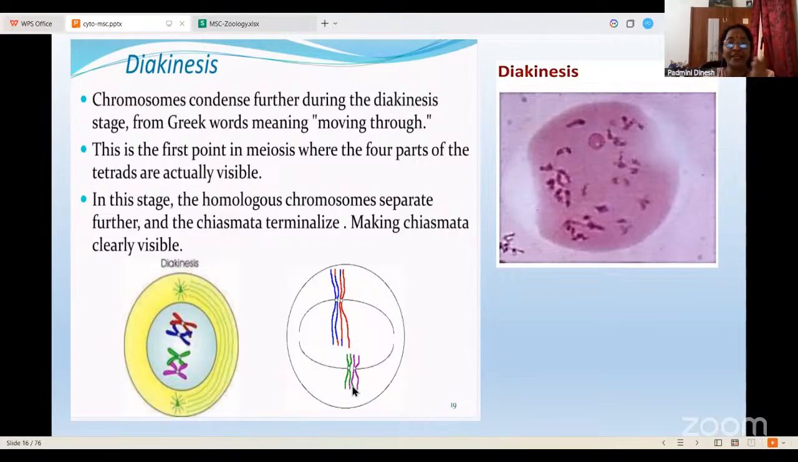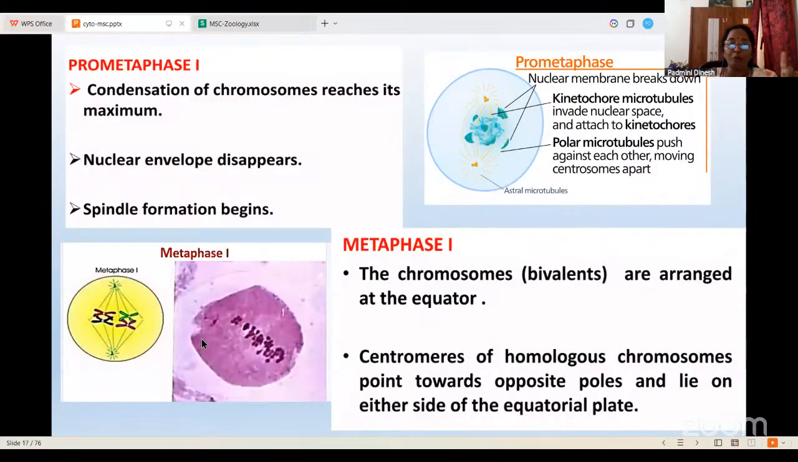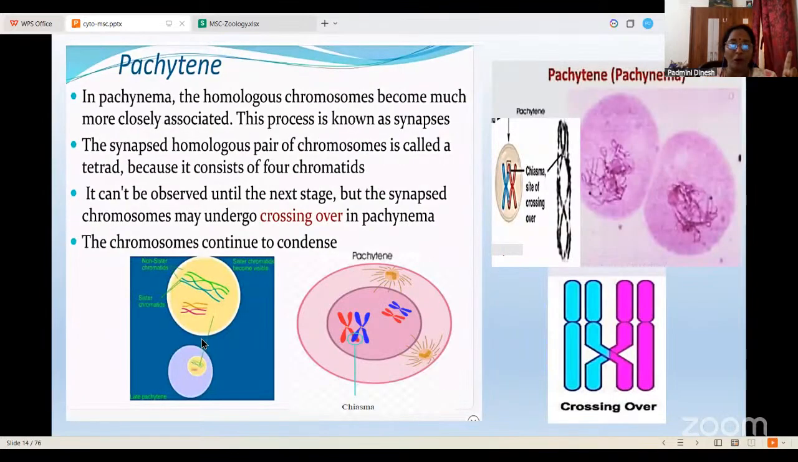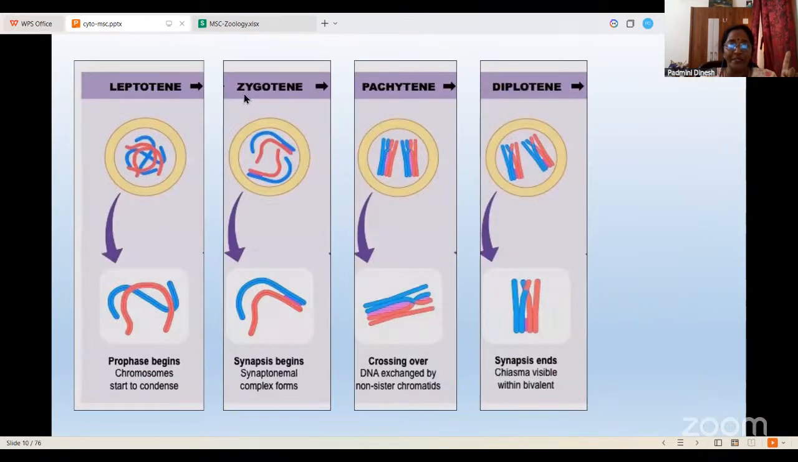So diakinesis, the word, means that they have further moved away. Now you can clearly see the dyads separated, and the chiasma also is very clear. Chiasma formation is very clear in diakinesis. So that was about prophase 1, where we talked about leptotene, zygotene, pachytene, and diplotene.